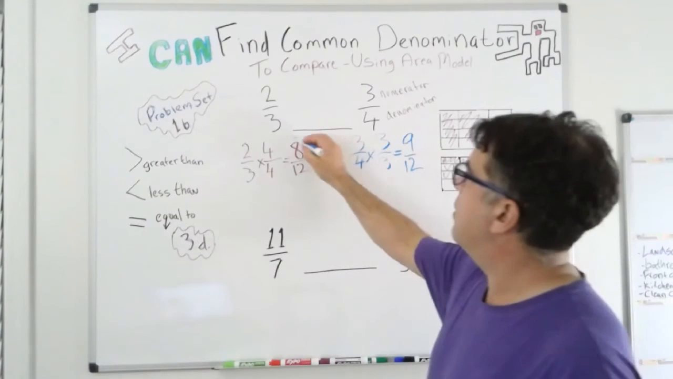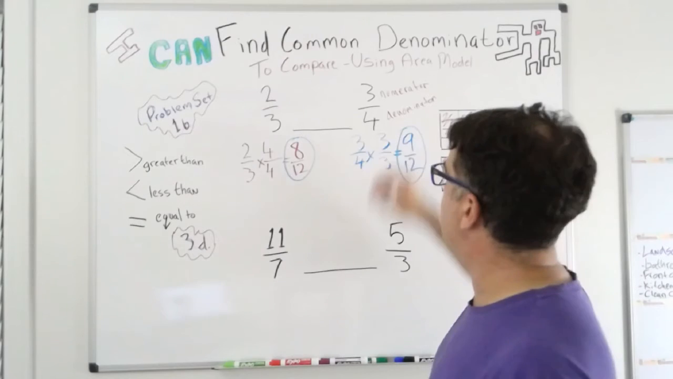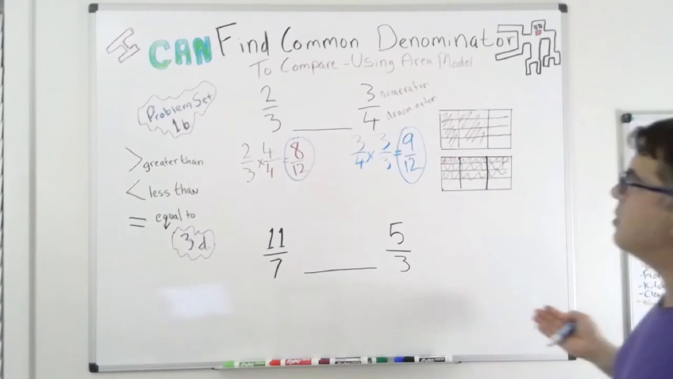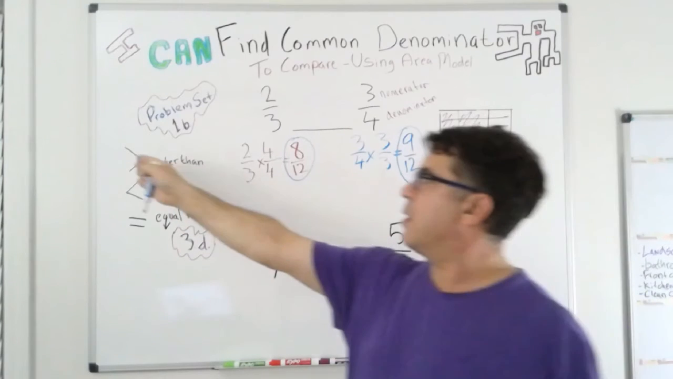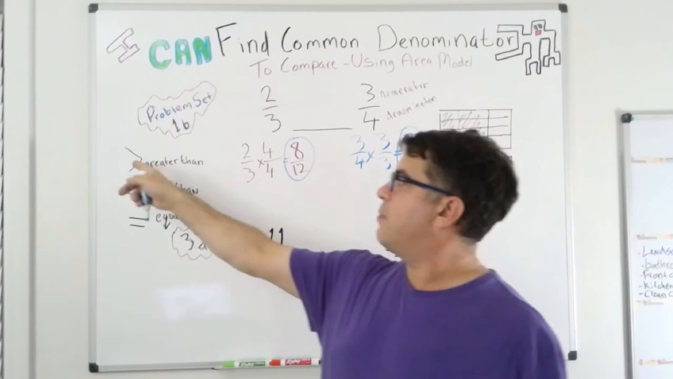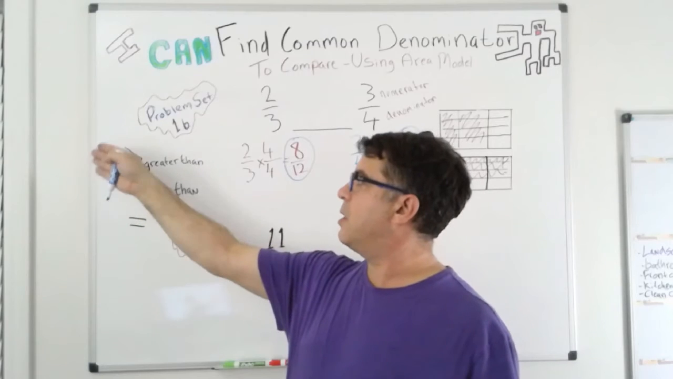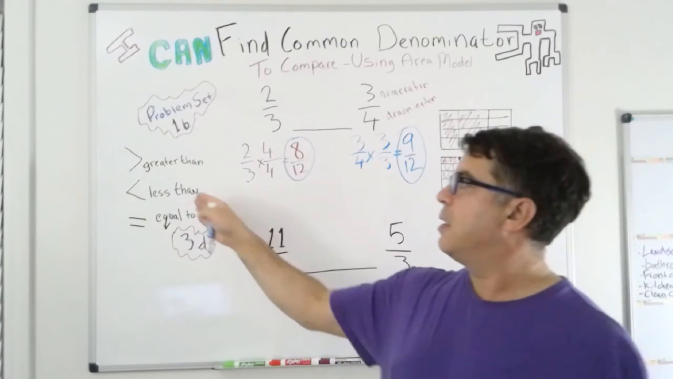Okay. Now the whole point of this is to compare two fractions. I have 8/12 and I have 9/12. Which one is bigger? Remember your symbols for comparing? You're comparing the left to the right. If the big side is pointing this way, you're saying that the left side is bigger than the right side. That's greater than.